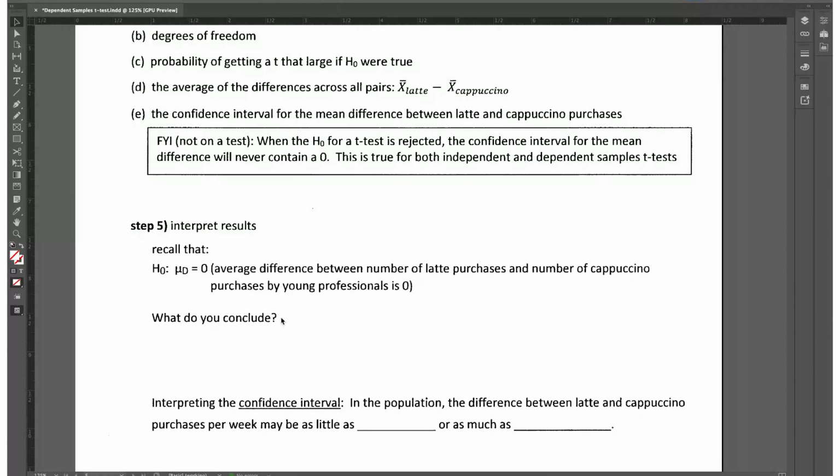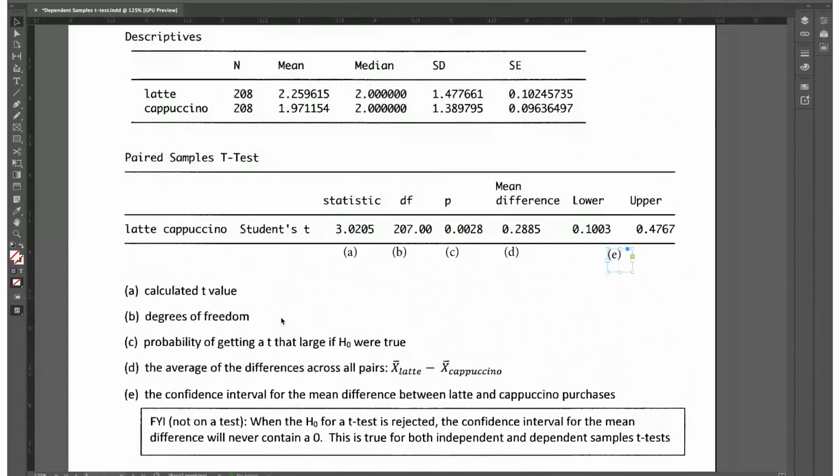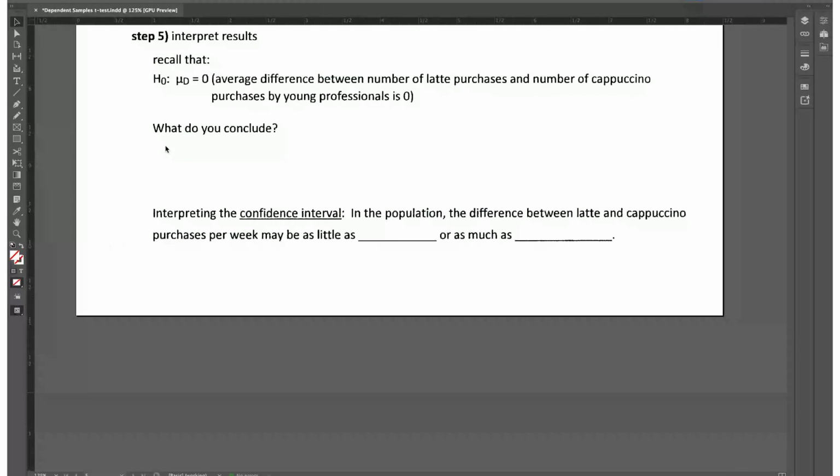And when that happens, what you want to do is look at the means to see which one was purchased more often. So we can say that because the latte mean is higher than cappuccino's, that one is purchased more often. And so let's type out our conclusion here.